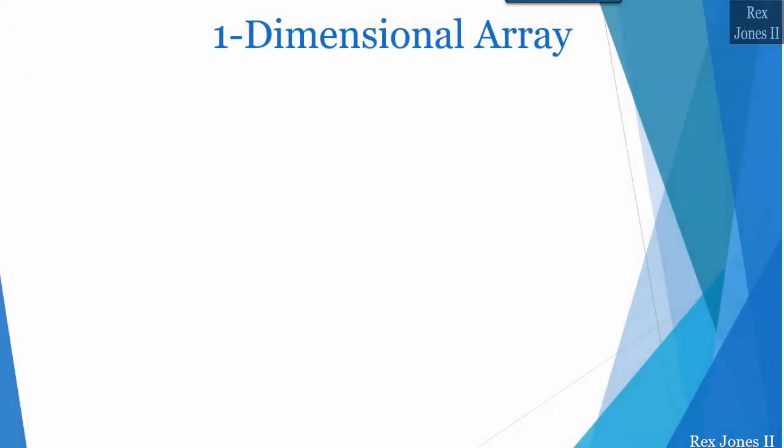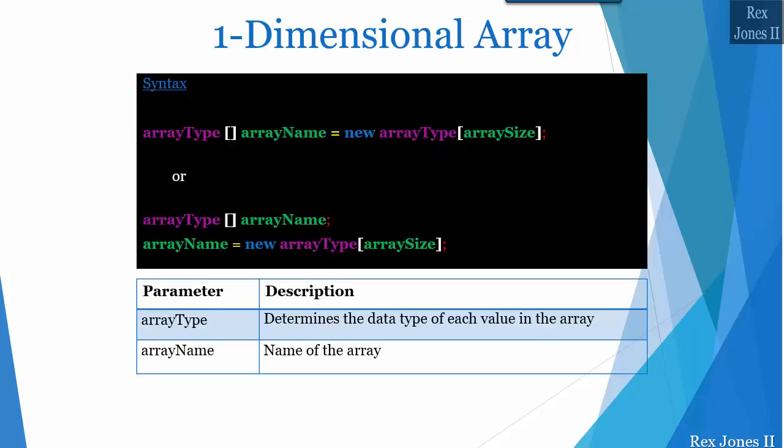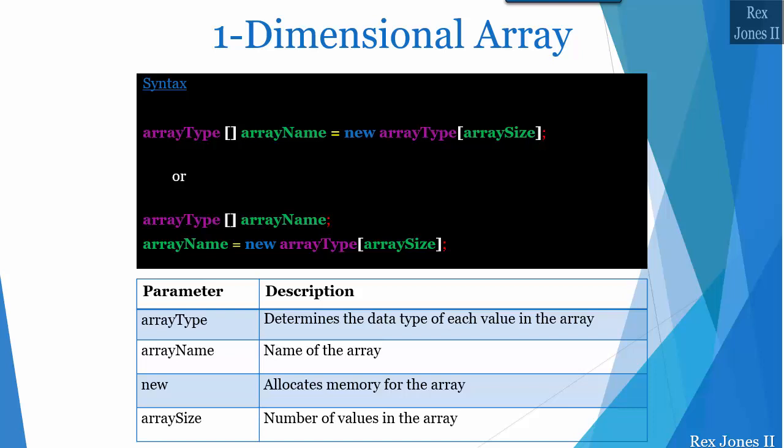There's another way to declare and initialize an array. We can use the new operator. The new operator allocates memory for the array. Array size is the number of values in the array. Size determines how many elements an array can hold. This declaration operates just like an object declaration. Therefore, it has a two-step process. First, we declare an array reference variable. Second, we allocate memory for the array.